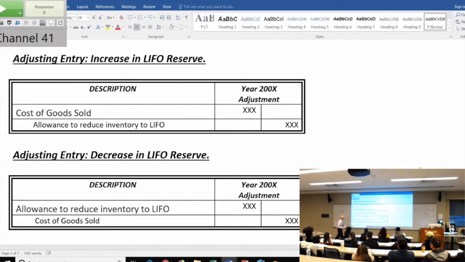Remember, I had this on the board, so let me put this back on to remind you that you're going to have internally a FIFO inventory, and you'll have the reserve. So this will have a debit balance, the reserve will have a credit balance, and when you are going to have increasing reserve, it's going to have a higher cost of goods sold and a lower LIFO inventory. If the reserve is going down, then you're going to debit the reserve and credit the cost of goods sold. Because when the reserve goes down, you're going to have a lower cost of goods sold under LIFO.